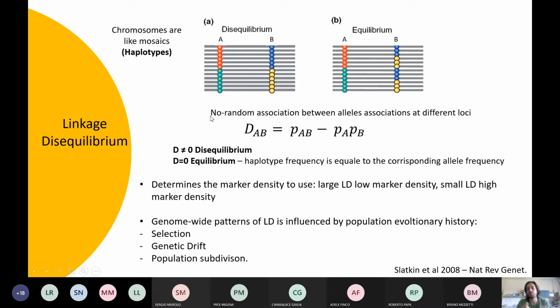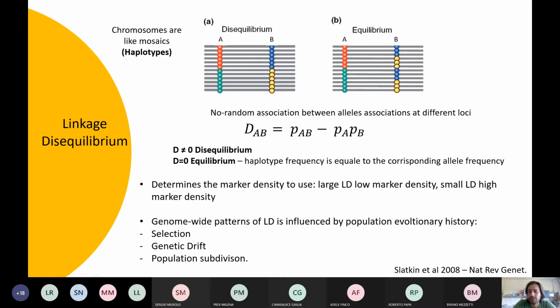And so why is it important to evaluate this residual linkage disequilibrium on markers? Because it determines the marker density to use. For example, let's suppose a large LD block. It means that we need a low marker density for our analysis, while a small LD requires a high density of markers, in particular one marker for each haplotype.